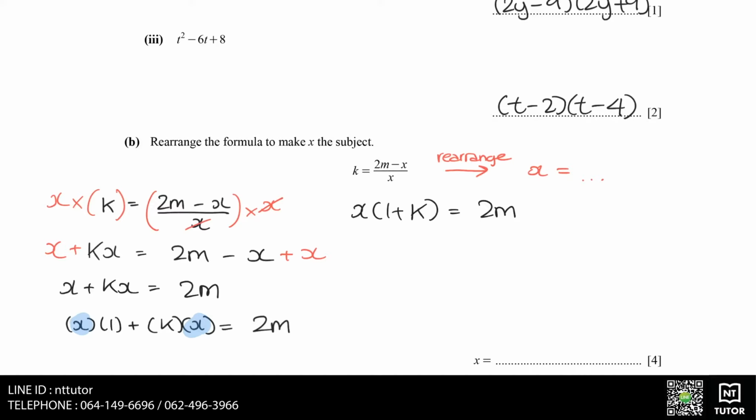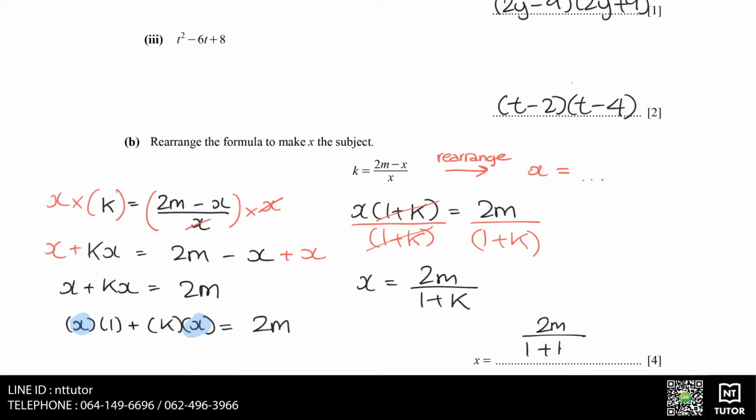And therefore, we can remove the 1 plus k by dividing both sides by 1 plus k. And now we have the x on its own on one side, so now x is the subject of the formula, and x equals 2m all divided by 1 plus k.